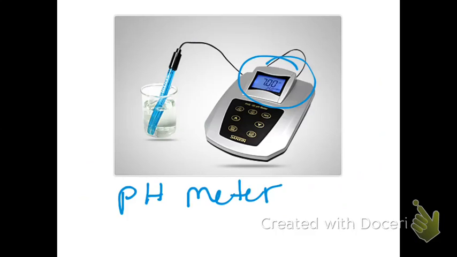So pH paper and pH meters are both acceptable in determining or measuring the pH. However, the pH meter is definitely more accurate. Alright, so there it is on pH.